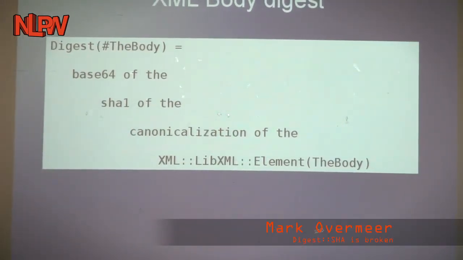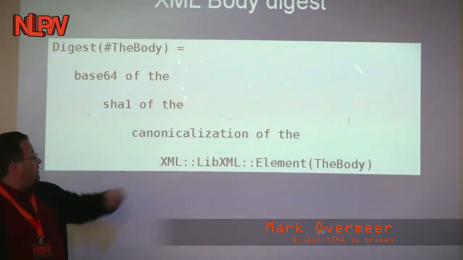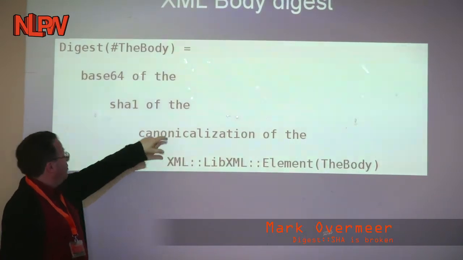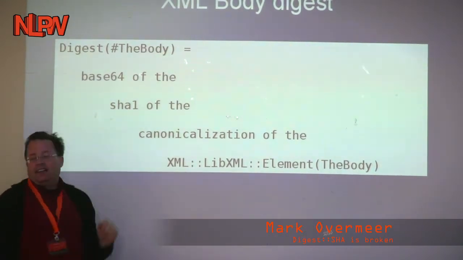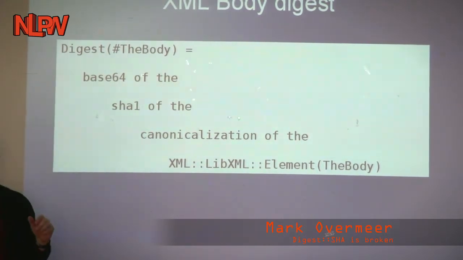So what I have to do in this XML is I have this element, the body of the message, and then I calculate the SHA about it, and then the base 64 of it, and then the digest. It worked.